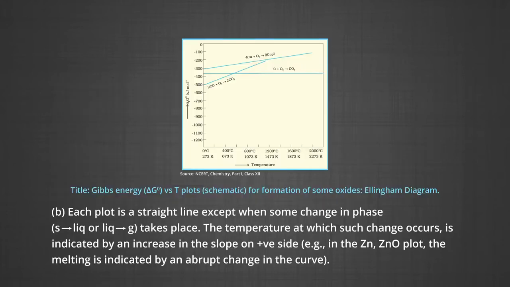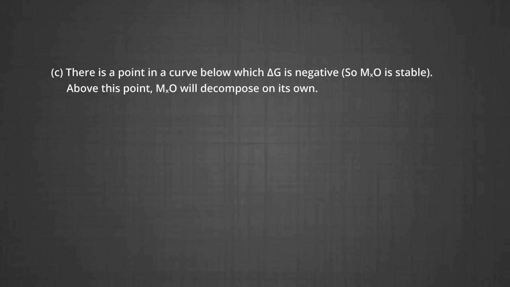Each plot is a straight line except when some change in the phase, that is from solid to liquid or liquid to gas, takes place. The temperature at which change occurs is indicated by an increase in the slope on positive side. For example, you can see in the zinc oxide plot, the melting is indicated by an abrupt change in the curve. There is a point in a curve below which delta G is negative, so metal oxide is stable.